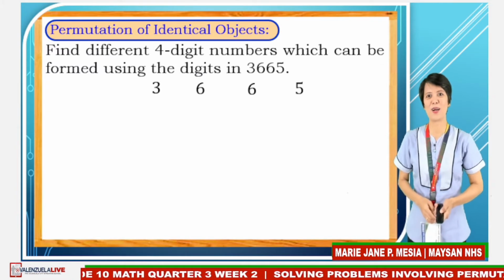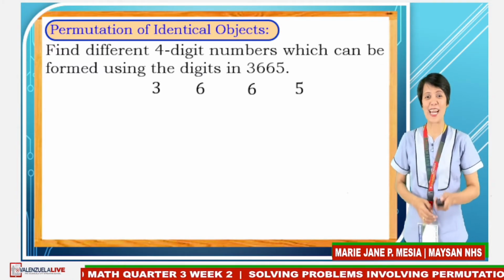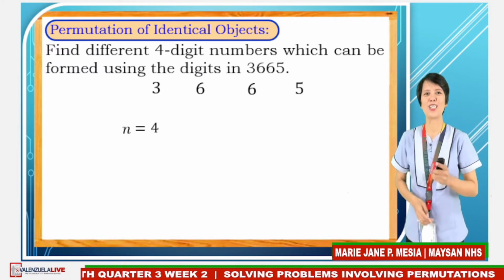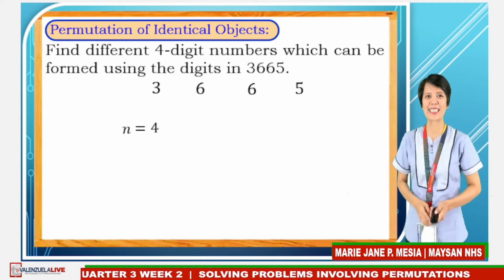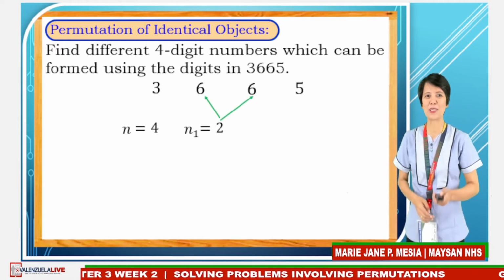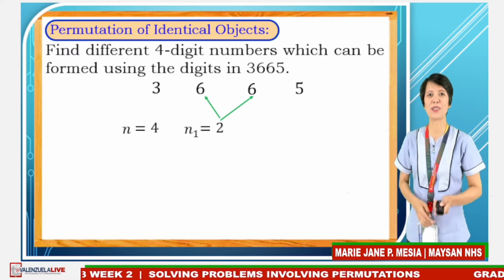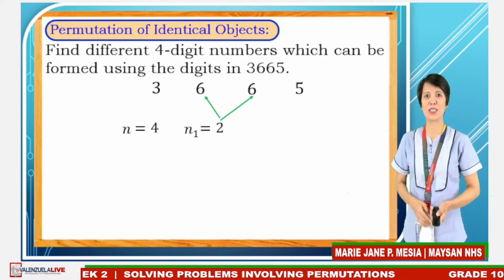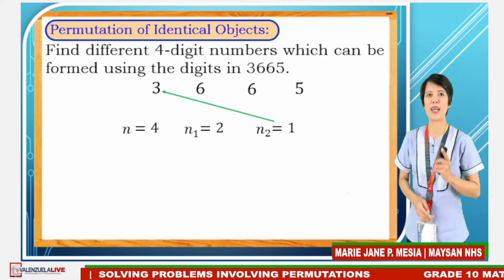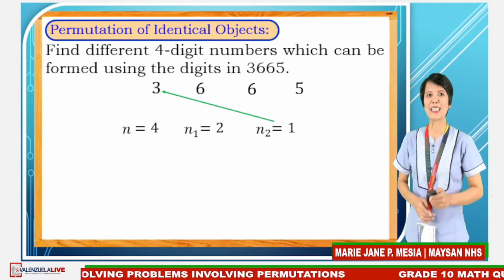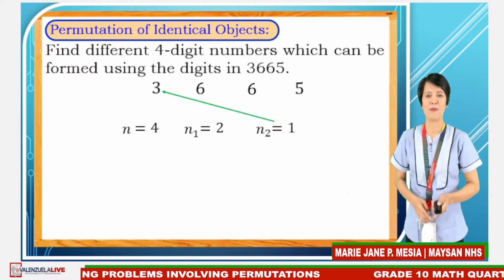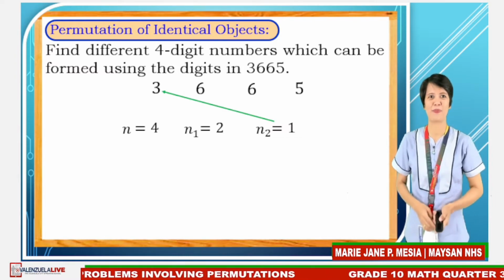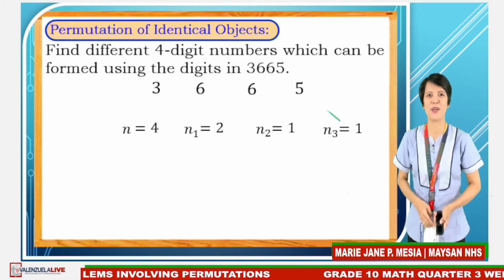In the previous problem, the value of n is equal to 4, which is the number of objects, and n sub 1 is equal to 2, because we have 2 sixes. n sub 2 is equal to 1, because we have 1 three. And n sub 3 is equal to 1, because we have 1 five. These can be substituted in the formula.